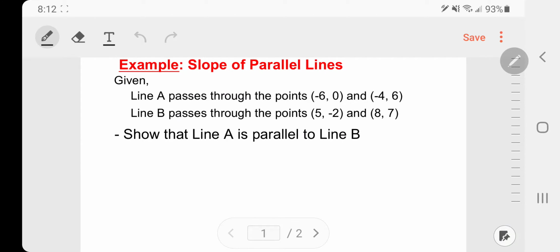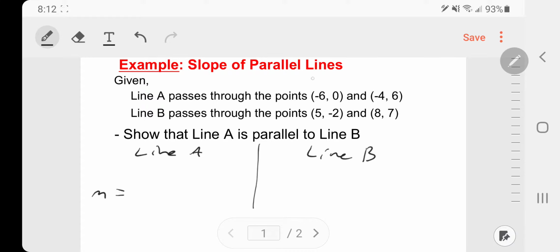We know from the previous video that in order for lines to be parallel to one another, they must have the same slope. So we're looking to get the slope for each of these. Line A passes through the points (-6, 0), so I'm going to find the slope of line A first. And I also need to find the slope of line B, and we're going to compare them.